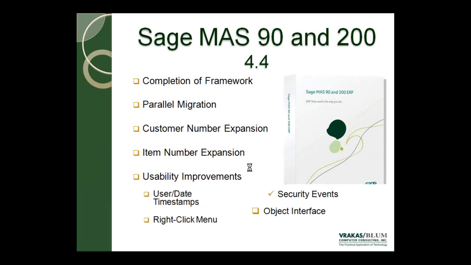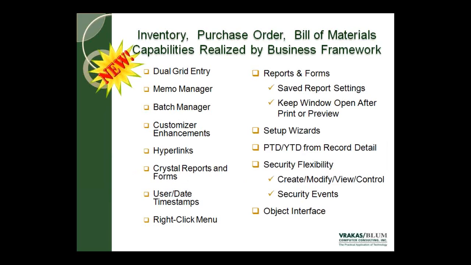Again, it's the inventory, purchase order, and bill of material modules that have been rewritten and are completing that part of the business framework. Key things that happen by that being done is that you get dual grid entry, just like you have in sales order entry, which you're using sales orders right now, or the invoicing portion of AR. Many of you are probably used to that, but the dual grid entry now is completed for the purchase order module, so that will have the same look and feel that you're used to.